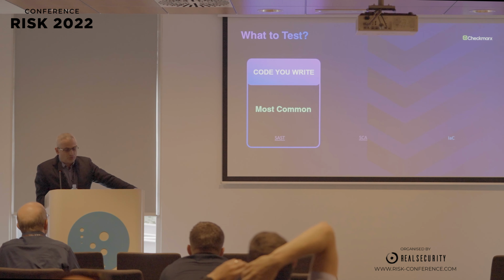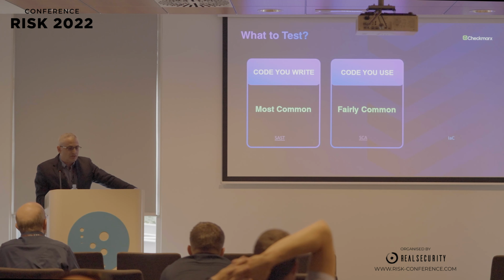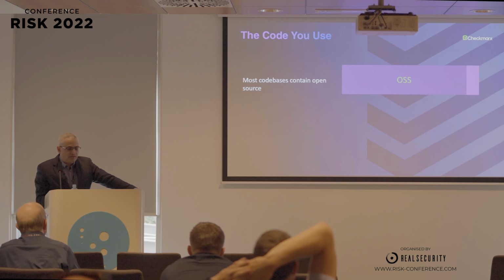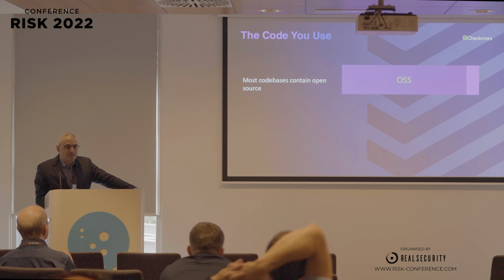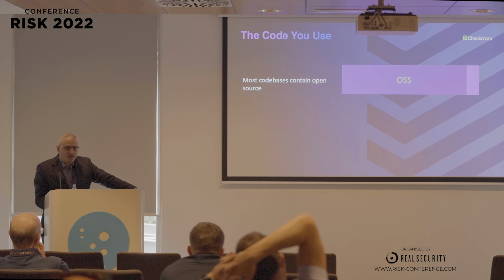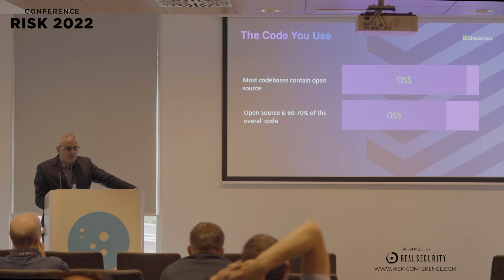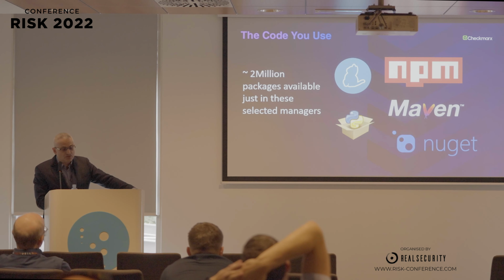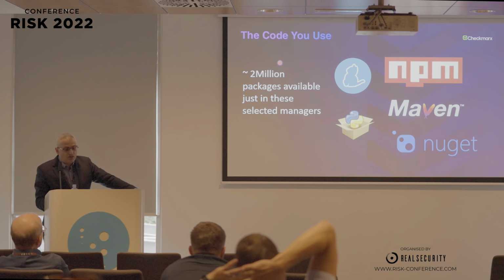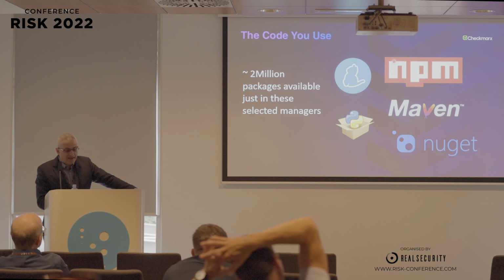The second aspect of what to test is the code I use. Probably you will be surprised, but most code bases today include open source, and open source is written by humans, and humans can make mistakes and create vulnerabilities. Between 60 and 70% of overall code is open source code. And according to statistics, there are about 2 million packages already available in these package managers.